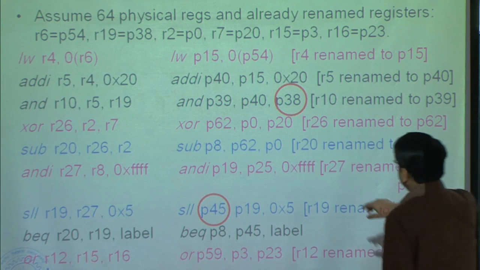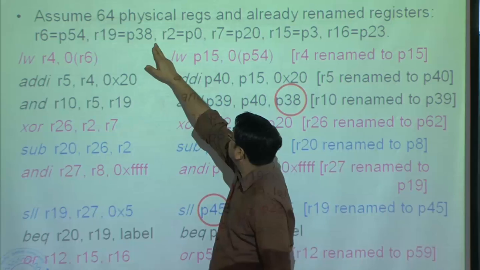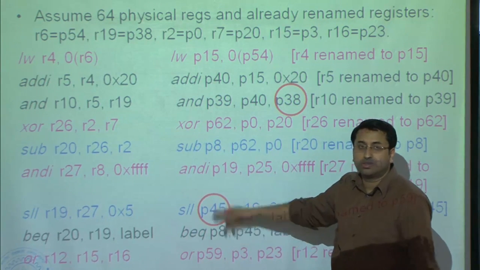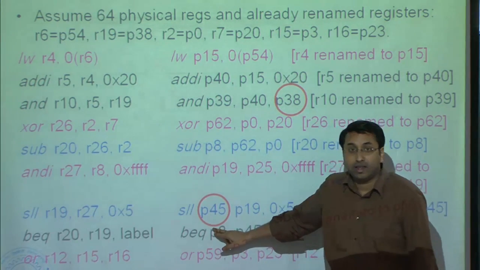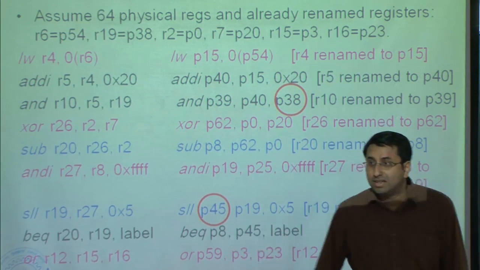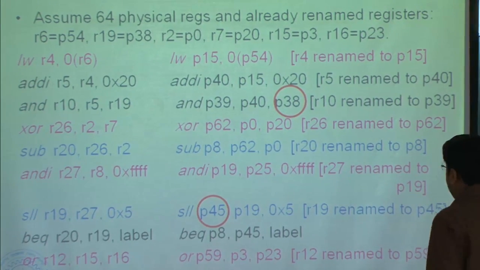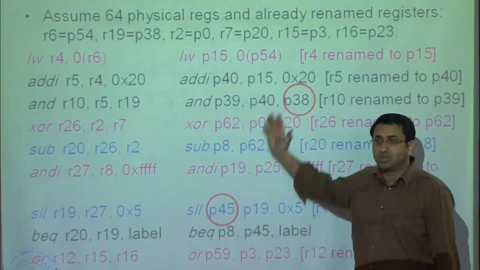So this instruction will read from P38, because at this point R19 was mapped to P38. And here this instruction will get a new register for R19, which is say P40. Here it cannot be P38. Why is that? It's not about the hazard, it's just that P38 is not available at this point. It has already been allocated to a register.